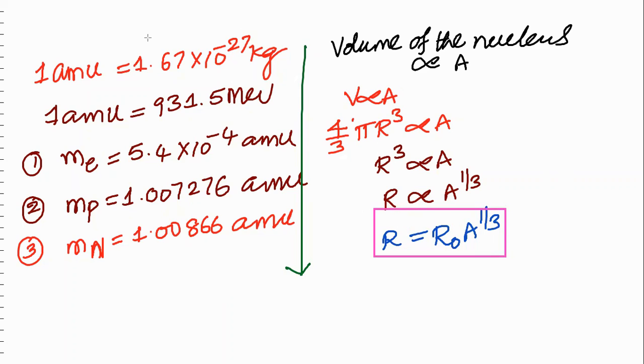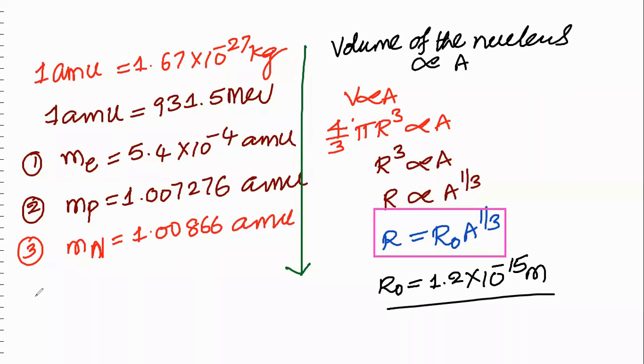This we will take: R is equal to R0 into A power 1/3, where R0 is a constant, 1.2 into 10 power minus 15 meters. R0 is the constant. It is 1.2 into 10 power minus 15.